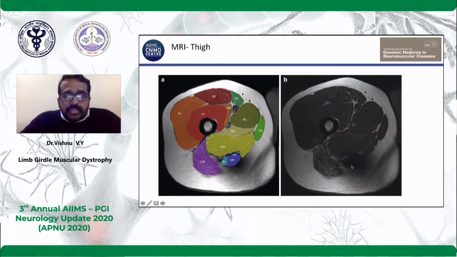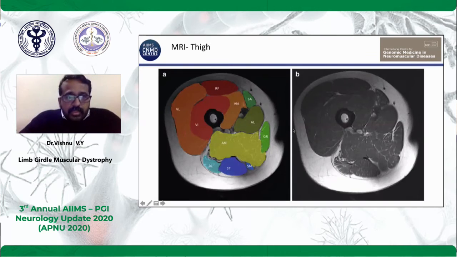Why I'm showing you this is, if you want to know a pathology in the muscle MRI, you should know where the normal muscle is. Only then will you be able to find out. So when you come down, you can see the biceps longus here, the semitendinosus and semimembranosus, the big chunk of muscle is the adductor magnus, the gracilis and the sartorius. This is the adductor longus. Again, the vastus intermedius, the rectus femoris and the vastus lateralis.